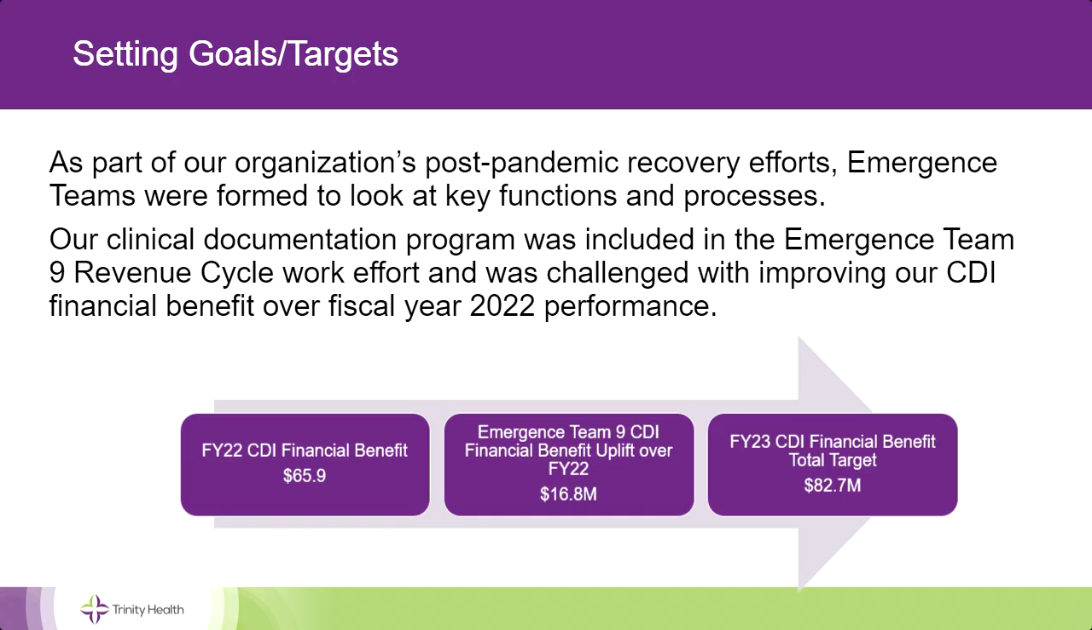And I'll talk a little bit more about some of the data we started collecting, but that set us up well when we needed to set our targets for our ET9 work. So in fiscal year 22, and just so you know, our fiscal year runs from July 1st through June 30th, we were tracking for a 65.9 million CDI financial benefit. We were a little below some projections that we did, and so that really became our uplift for fiscal year 23.